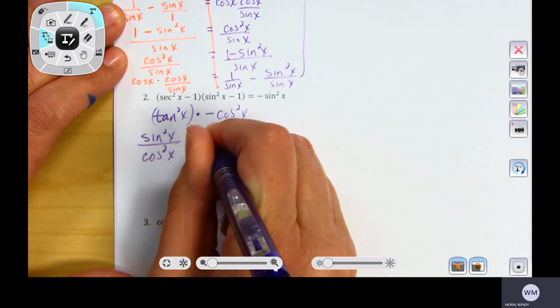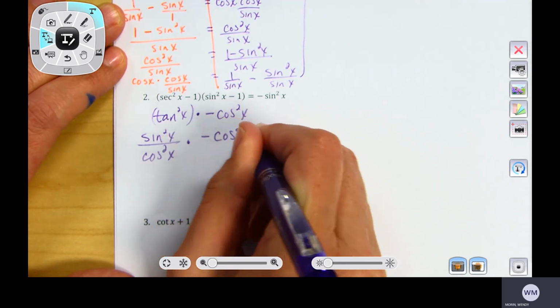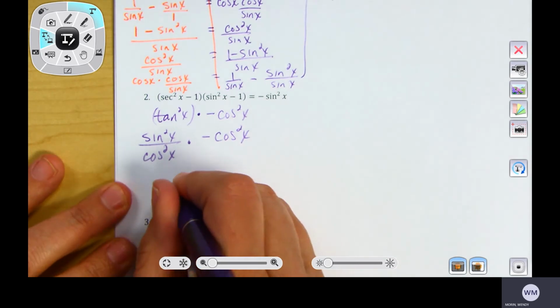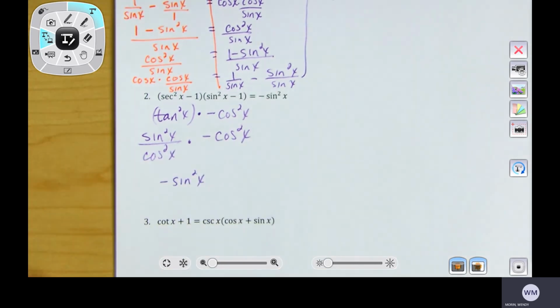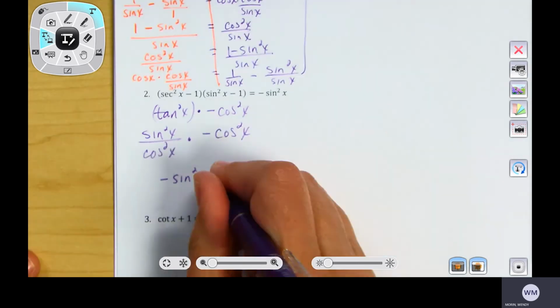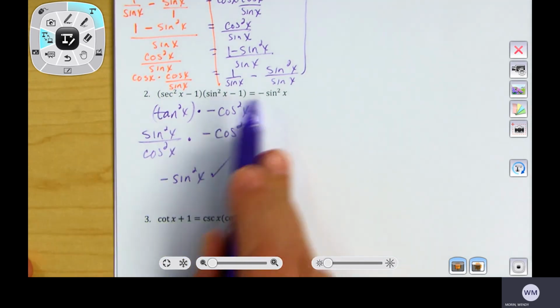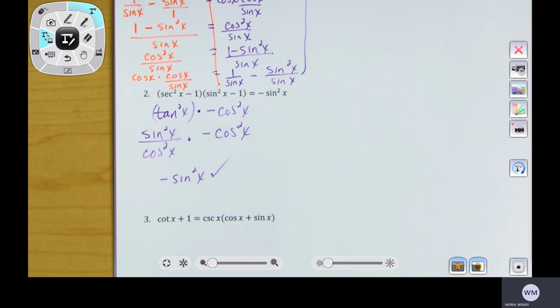I'm running out of ink. Anything cancel? Cosine squares cancel, and does your left side look exactly like your right side? You're done. That's approved.